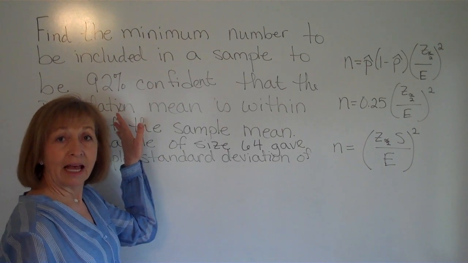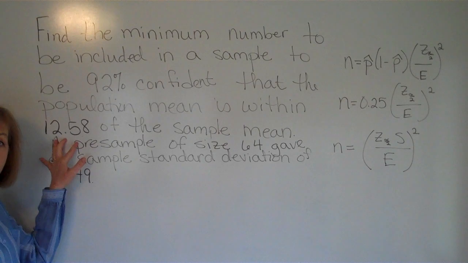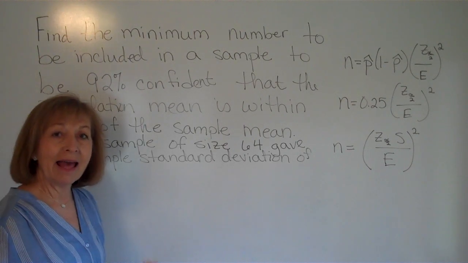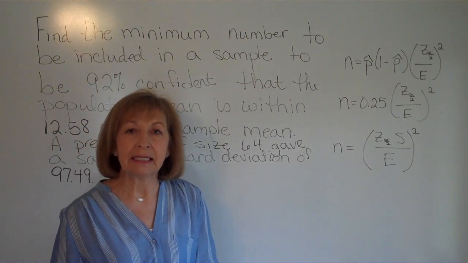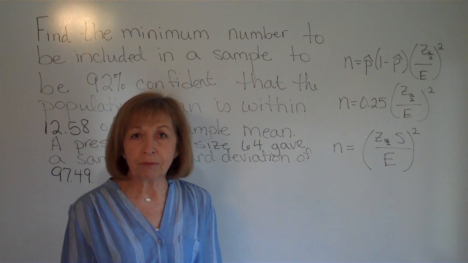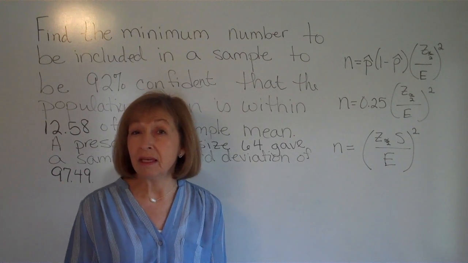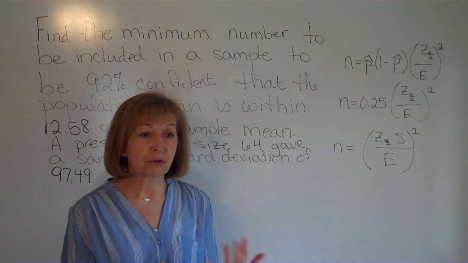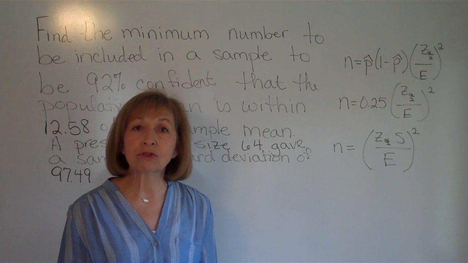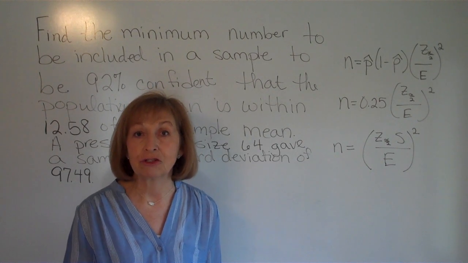They give us a level of confidence, and this within the 12.58, that is the number E. That's that margin of error that they're predetermining that we want to have. So whenever you see the word within or plus or minus this amount or that sort of thing, that's your key indicator that the number following that is your E.